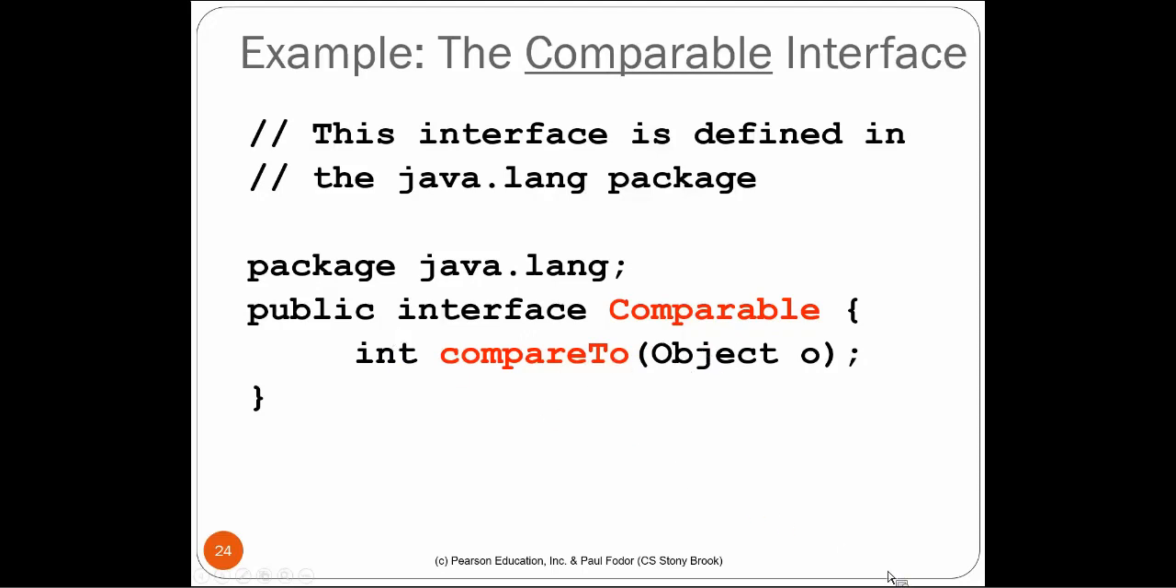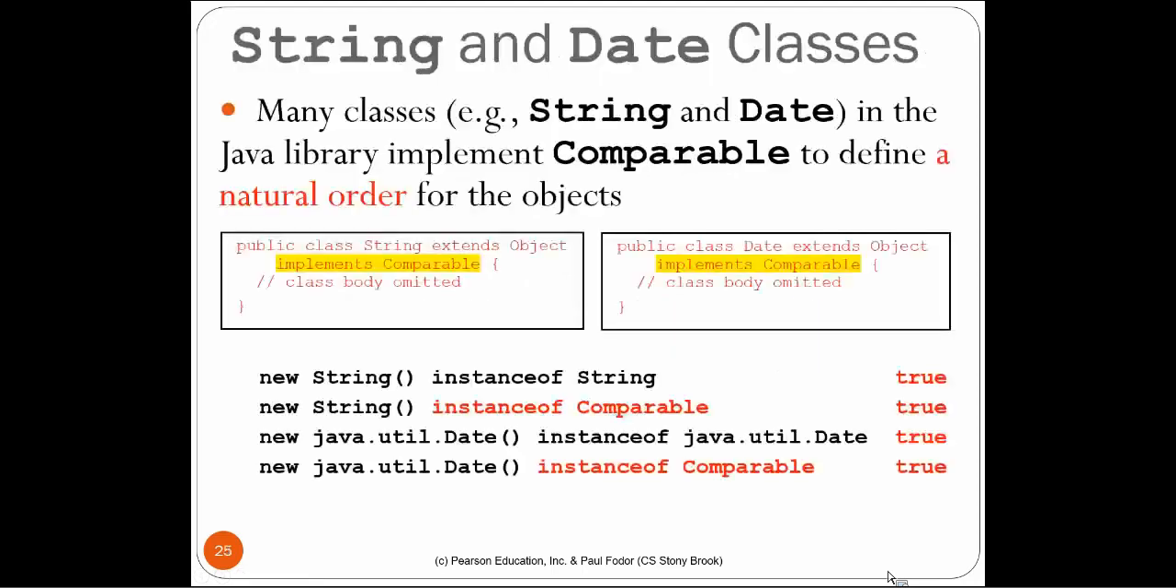And if you remember some of the classes that we discussed, basically the class String and the class Date actually implement the Comparable interface in order to define a natural order of objects. If we compare two strings, it will do lexicographical order. If we compare two Date objects, it will compare which date appears before the other date, so which is earlier than the other date.